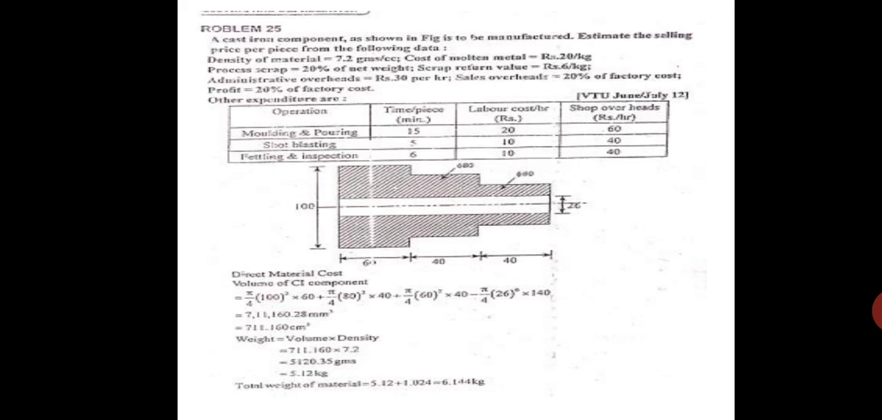Now labor cost. Here labor cost is given per hour, because labor is paid on a per hour basis. So molding and pouring is 20 rupees per hour. Shot blasting is 10 rupees per hour, and fettling and inspection is 10 rupees per hour.